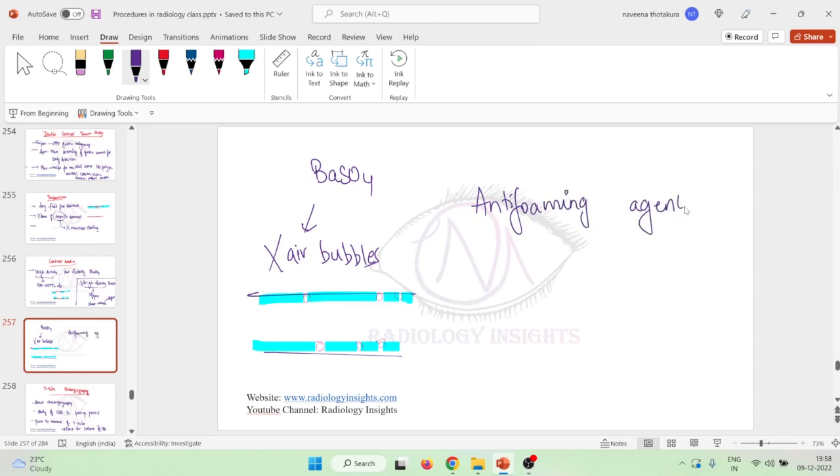Anti-foaming agents will inhibit the air bubble formation. So as a result, we use these anti-foaming agents. Okay, next.